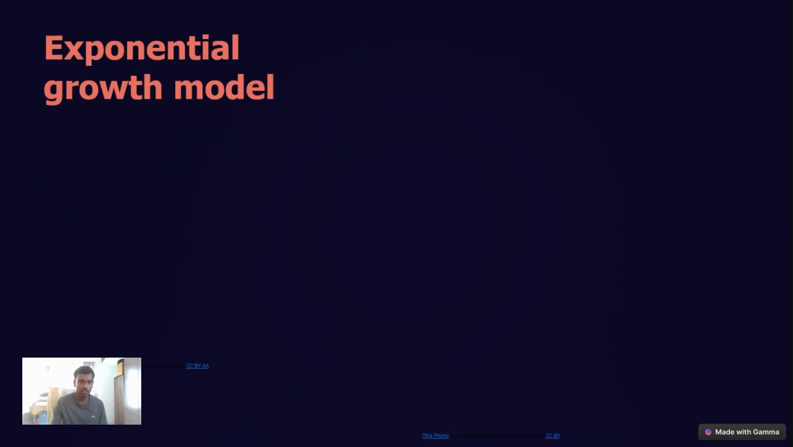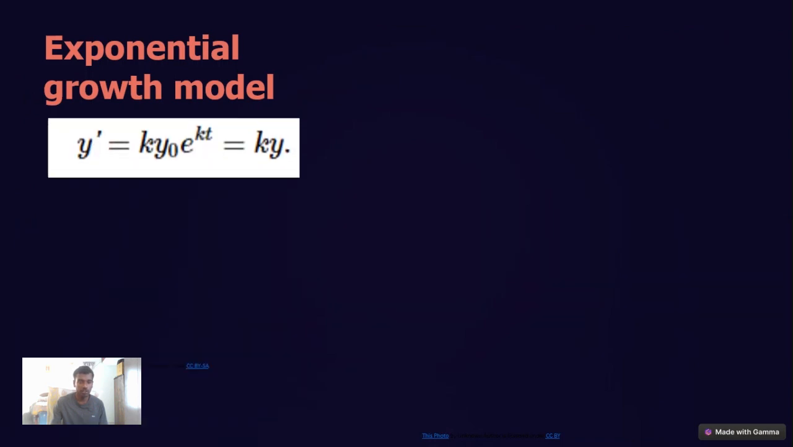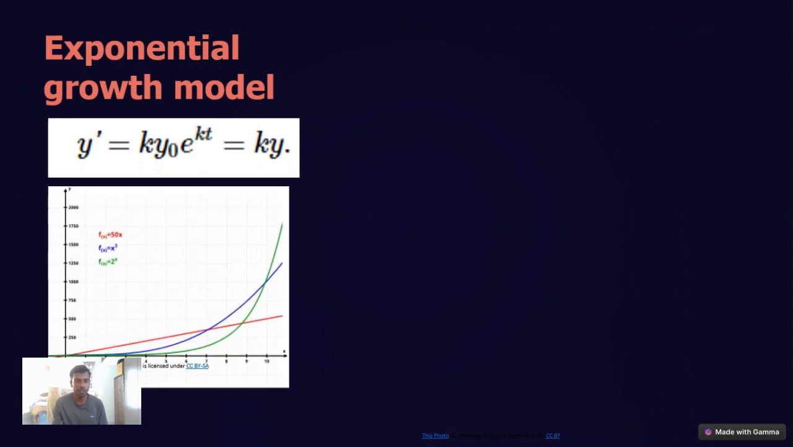Next, the exponential growth model. So this is another formula for the exponential growth model. y' = k y0 e^(kt), which is equal to ky. This is the graph for exponential growth. As you can see, the green line increases drastically when it reaches over 7 and 8 on the xy axes.